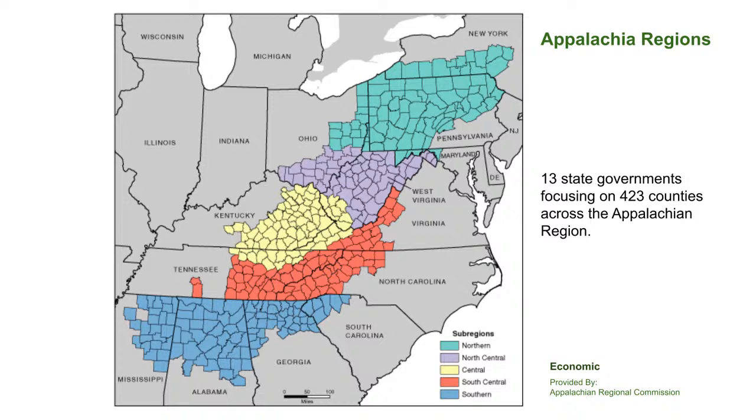First things first, this map is provided to us from the Appalachian Regional Commission. This is a U.S. government agency. It was created around the time of John F. Kennedy's presidency, and it continues today. It covers 13 states and 423 counties, and this is what they consider to be truly Appalachia.